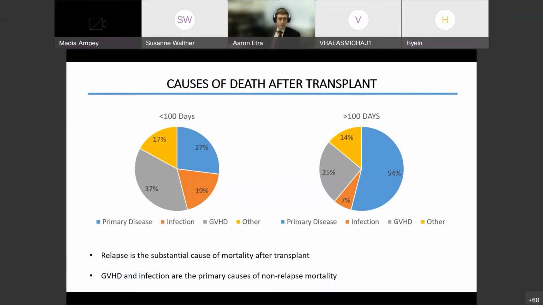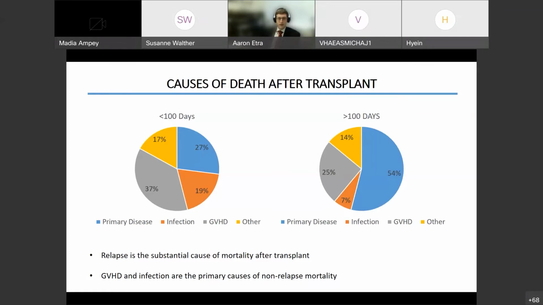And relapse is also a significant cause of death after transplant in the first 100 days. After the first 100 days, relapse of the primary disease for which the person was transplanted becomes the leading driver of mortality, with graft versus host disease coming in second. In other words, relapse is a substantial cause of mortality, that is true, but graft versus host disease and infection are the primary causes of non-relapse mortality.